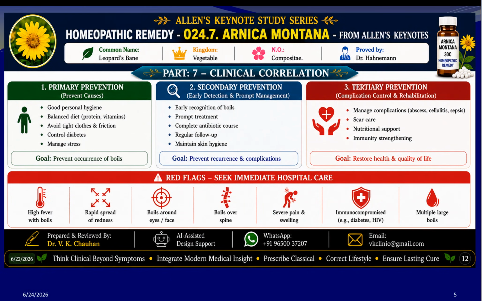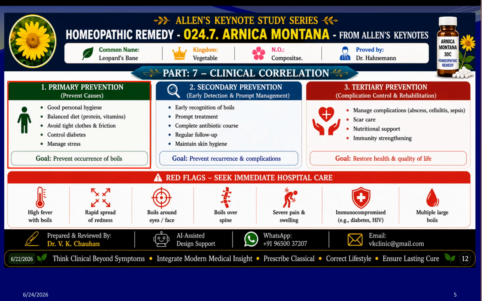Then comes the treatment part. In treatment part, you will come across there are three levels of interventions. We have health promotive intervention, early identification and treatment, and tertiary prevention is when there are complications, aggressive management protocol.